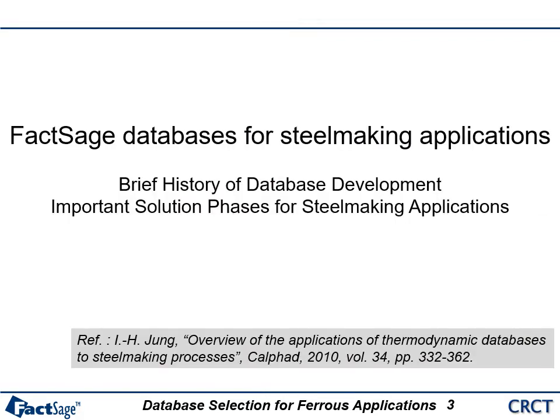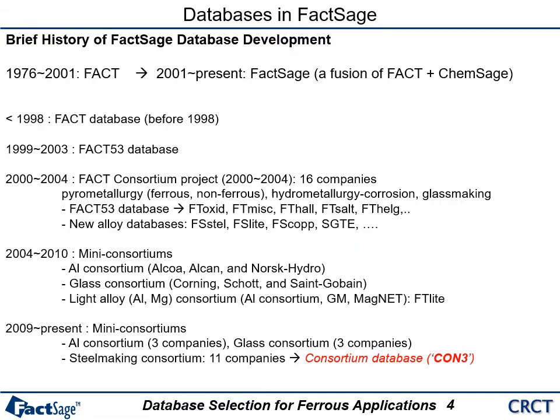So from now on, let me show you the brief history of the FactSage database. The PACT software was developed from 1976 by the CRCT group in Montreal, and it continued its history until 2001. In 2001, this PACT software and the ChemSage package, which was developed by GTT Technologies in Germany, merged together and became FactSage.